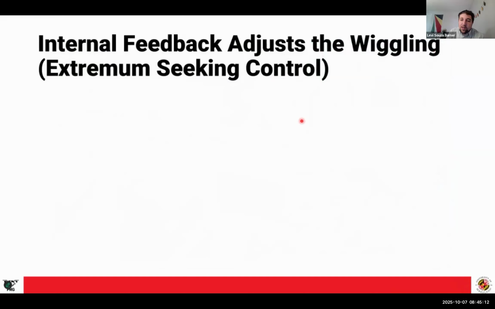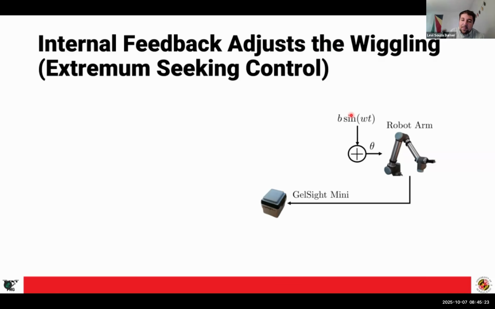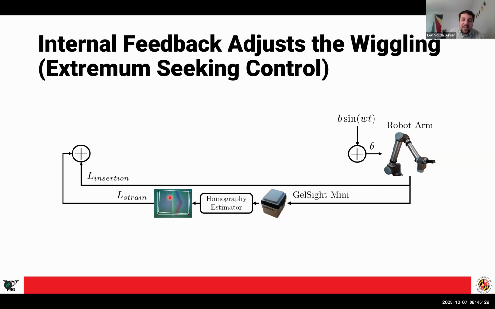The result was this following control system where we take a robot arm and we wiggle its 6 degree of freedom pose. That's the position and the 3 orientation signals. And with the GelSight Mini, we estimate the amount of strain that's on the key because it's being pressed into the lock. And we set up a dual goal optimization problem where we want to maximize the depth that the key was inserted into the lock while minimizing the strain against the gel pad on the GelSight Mini.